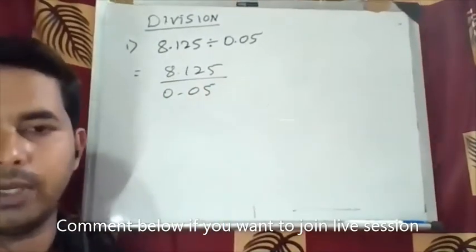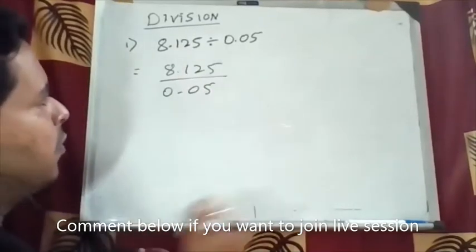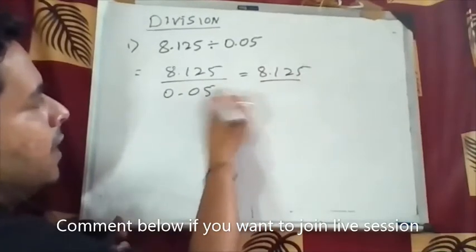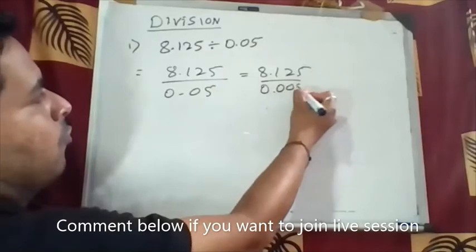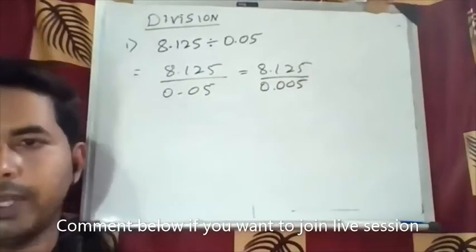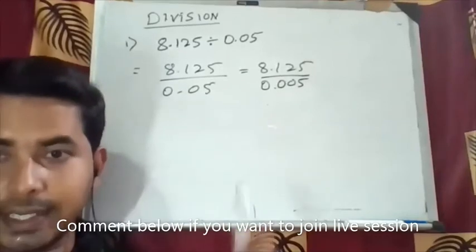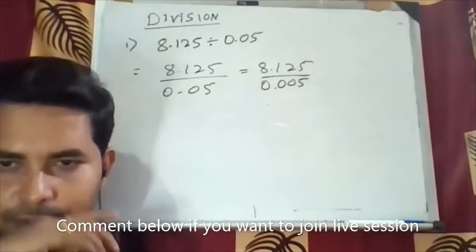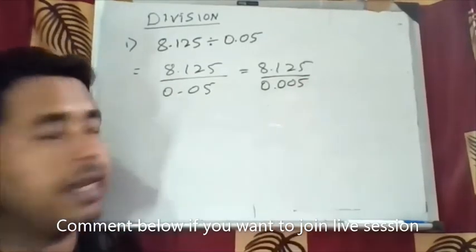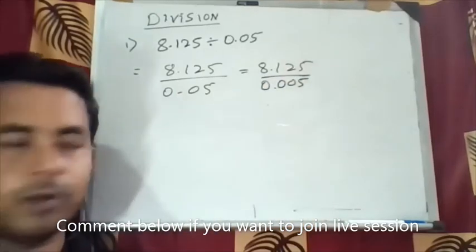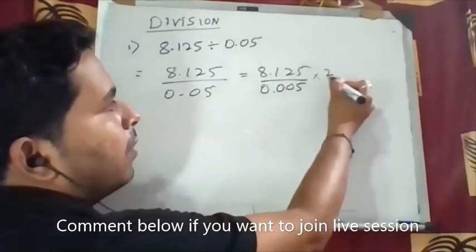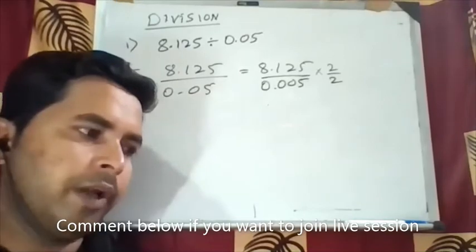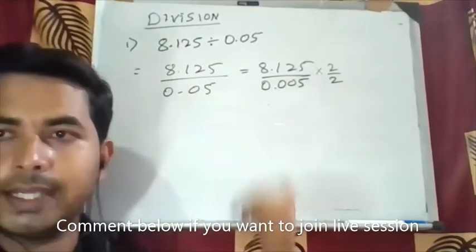So make the decimals equal. I know everyone needs to know this. So make the decimal points equal. How to do it? 8.125 is the upper one; for the lower one also make 3 digits after the decimal, like 0.050. Next, what to do? Whenever we need a decimal value, and the denominator is 5 and the upper digit is 5, what you have to do is multiply above and below by 2.